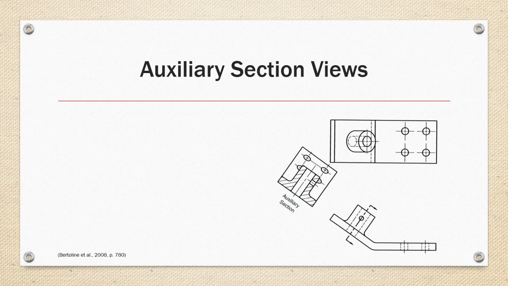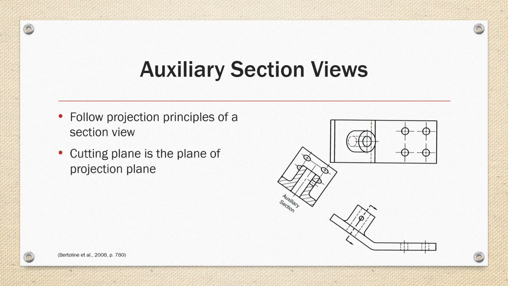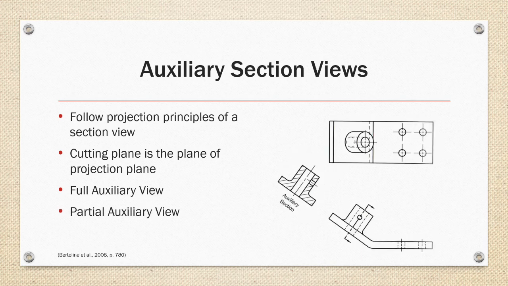Auxiliary section views. Auxiliary section views follow the projection principles of a section view and auxiliary views. The cutting plane is the plane of projection for the auxiliary view. And you have the option to do a full auxiliary view, as is shown in the example on the right, or a partial auxiliary view, as shown in the second example on the right.